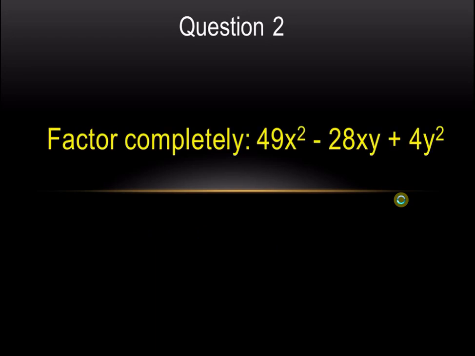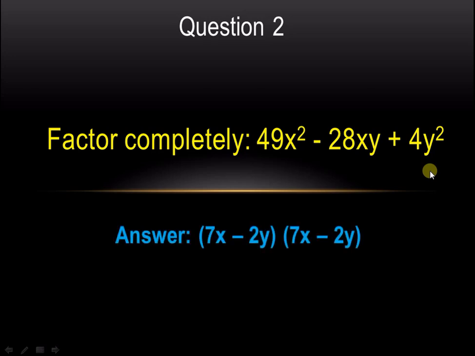Second question. Factor completely 49x squared minus 28xy plus 4y squared. Pause the video. And the answer is the quantity of 7x minus 2y times the quantity of 7x minus 2y.